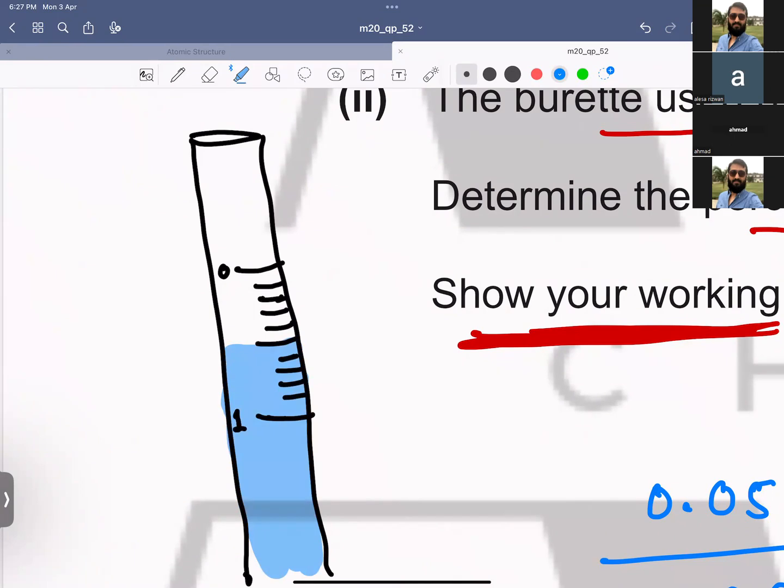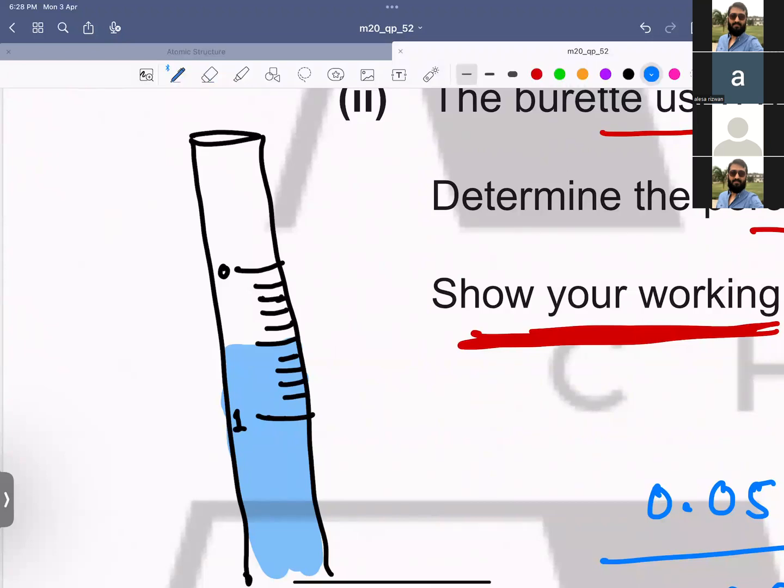So what would you read from here? 0.5. 1.5. Yes. What would be the reading over here? 0.5. 0.5. Yes, sir. 1.5? What could be the chance of error over here? What would be the chance?